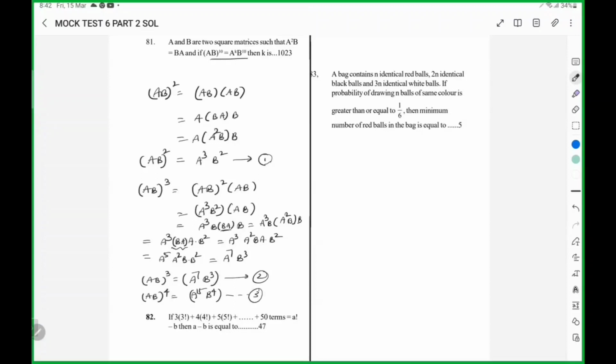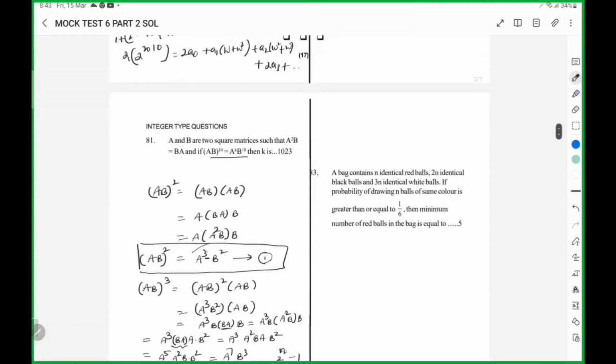The common observation is, so here 3, 7, 15, that is 2 power n minus 1 format. If you take n as 2, 4 minus 1, 3, n as 3, 8 minus 1, 7, n as 4, 16 minus 1, 15. So AB whole power 10, finally, A power K B power 10, where K is 2 power 10 minus 1. You get 1023.